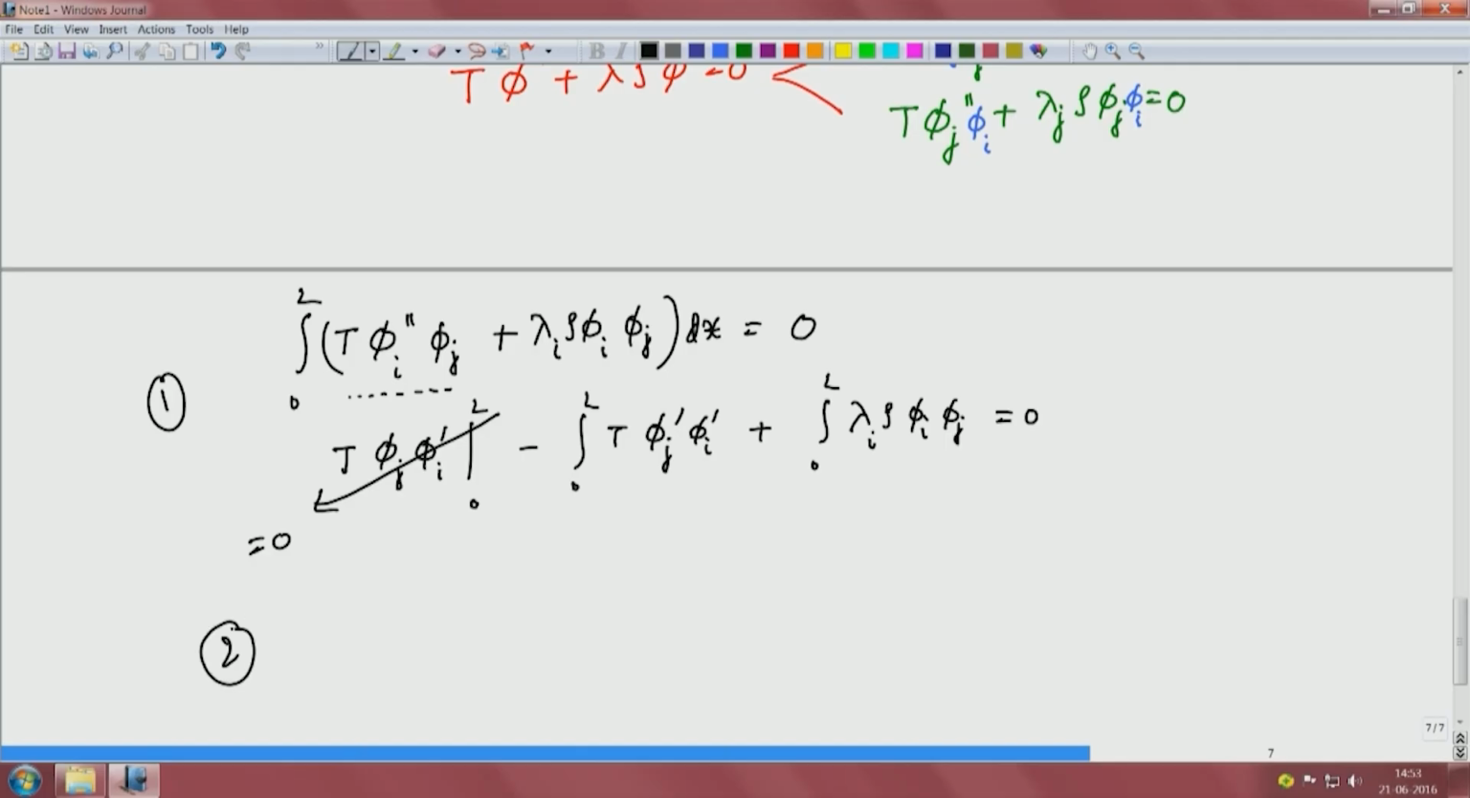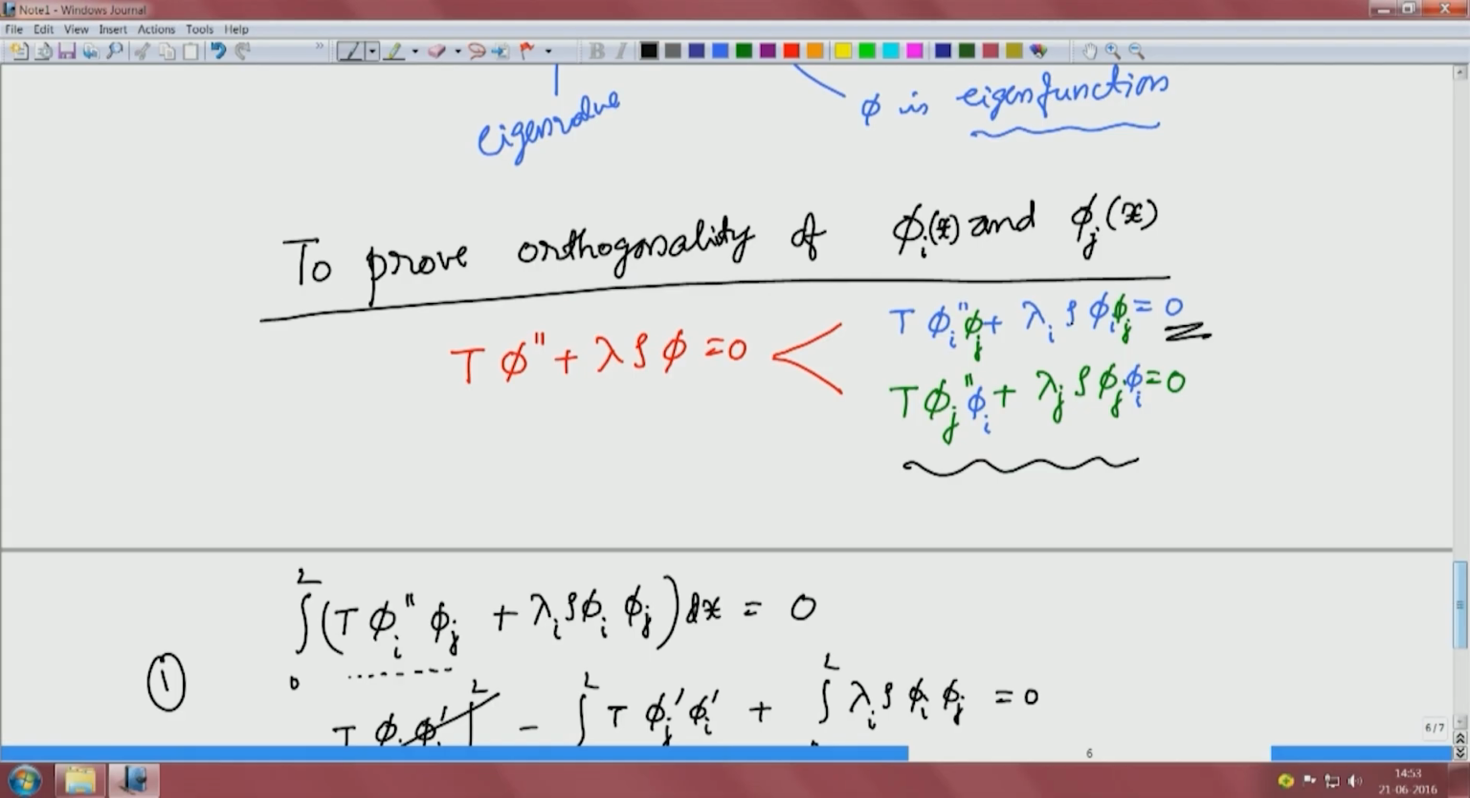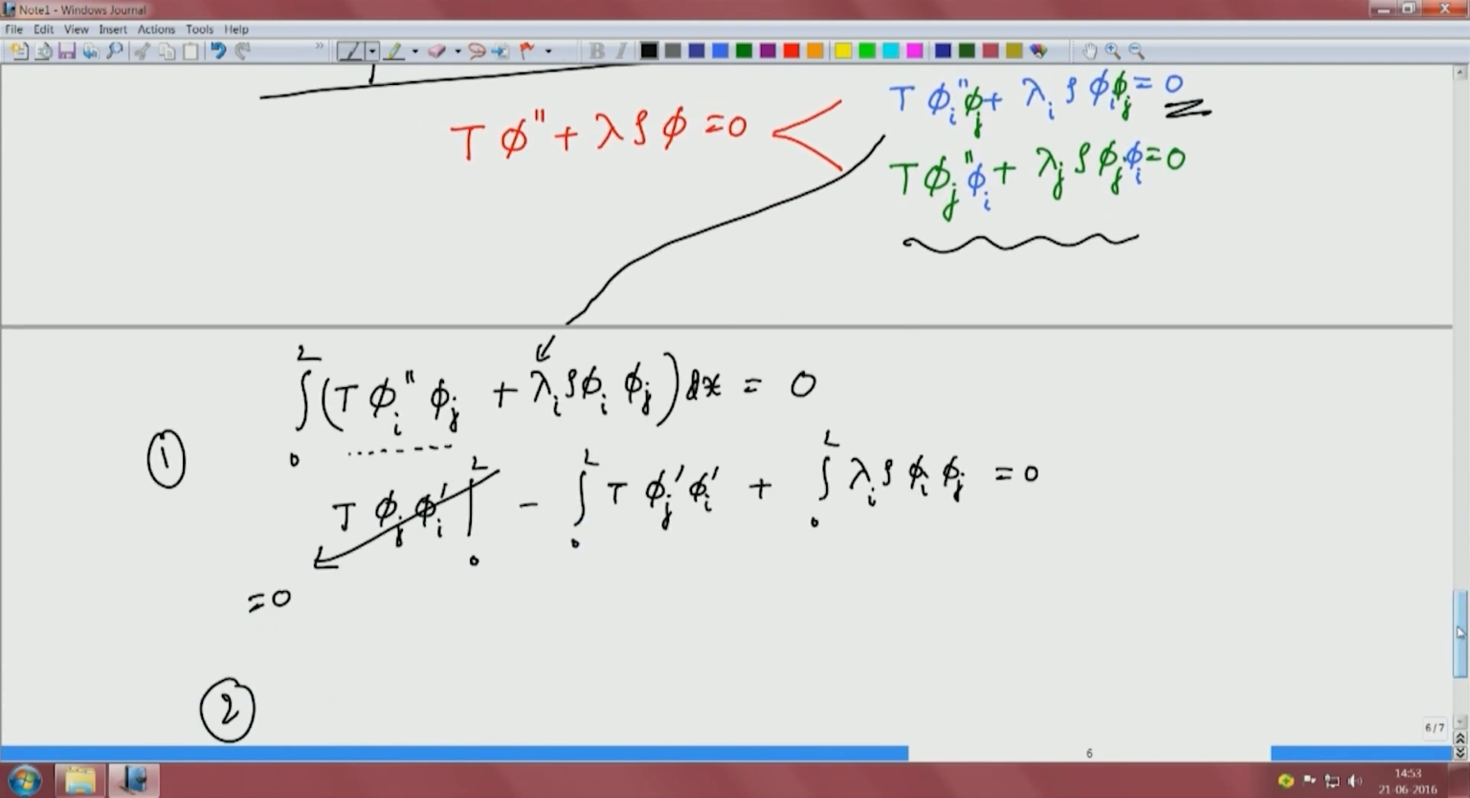Similarly, the second equation, that is this one over there, when I integrate, I have this thing. Now, the second one, since i and j are reversed, I can just write it. So, I will write minus the integral from 0 to L of T, wherever j is I will write i, phi i prime phi j prime, actually this did not matter because it is the same thing, plus the integral from 0 to L of lambda j, I is there, so I write j, rho phi j phi i, and that did not matter.